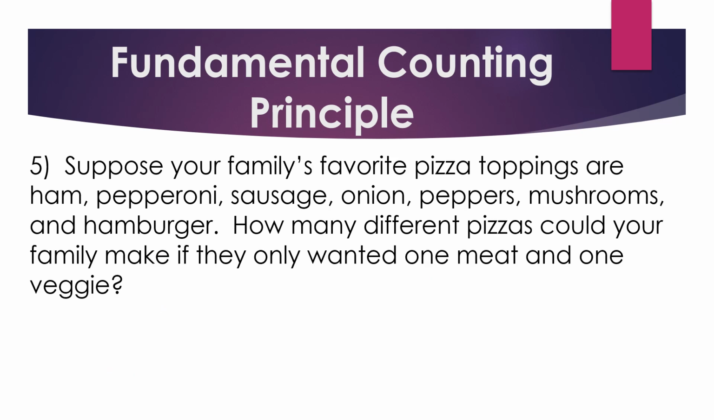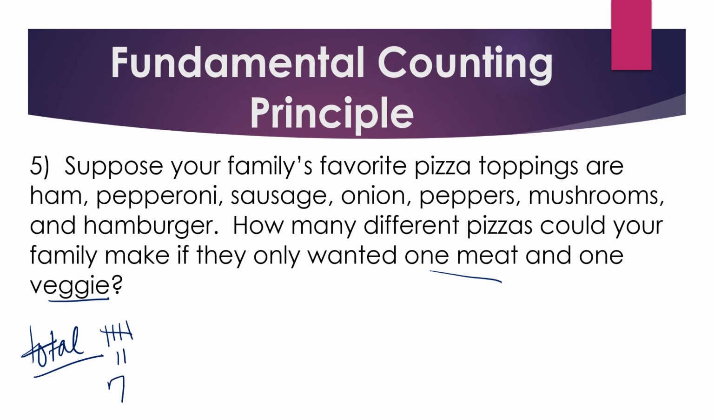All right, so now we're on to the good stuff. Pizza. Your family has favorite pizza toppings: ham, pepperoni, sausage, onion, peppers, mushrooms, and hamburger. And we want to know how many different pizzas could your family make if they only chose 1 meat and 1 veggie. All right, so how many total toppings do we have? We have ham, pepperoni, sausage, onion, peppers, mushrooms, and hamburger. So we have a total of 7.